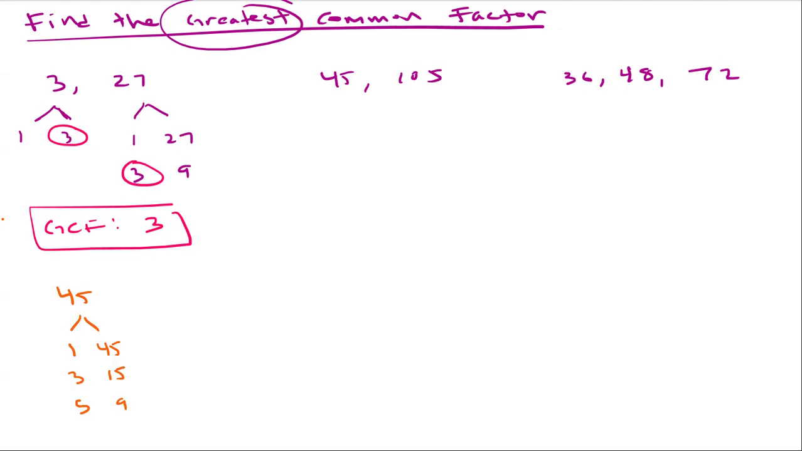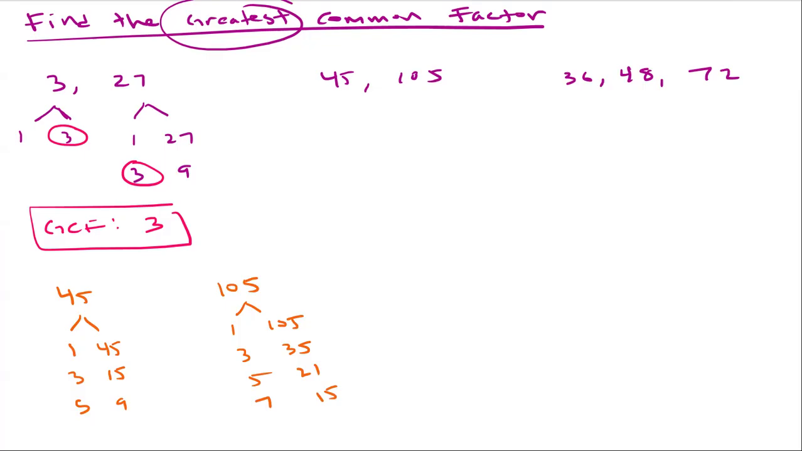We do the same thing for 105. So that can be broken down to 1 and 105, 3 and 35, 5 and 21, and then 7 and 15.